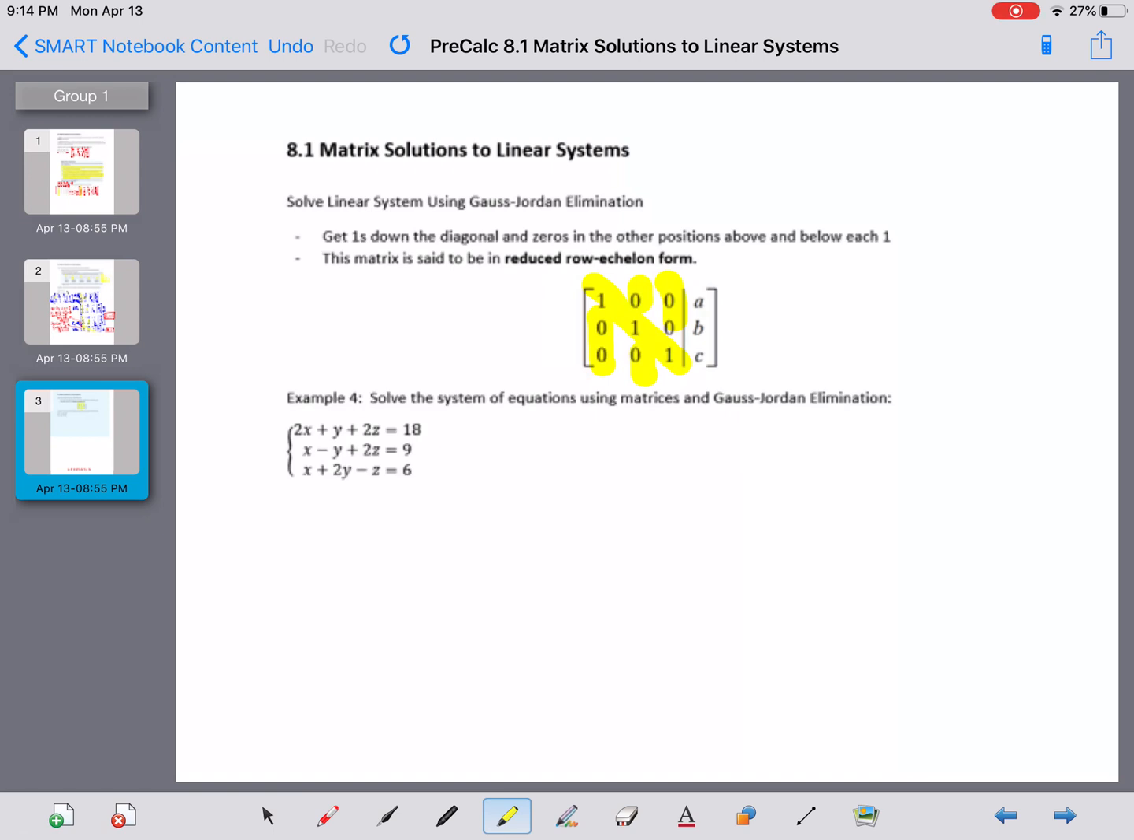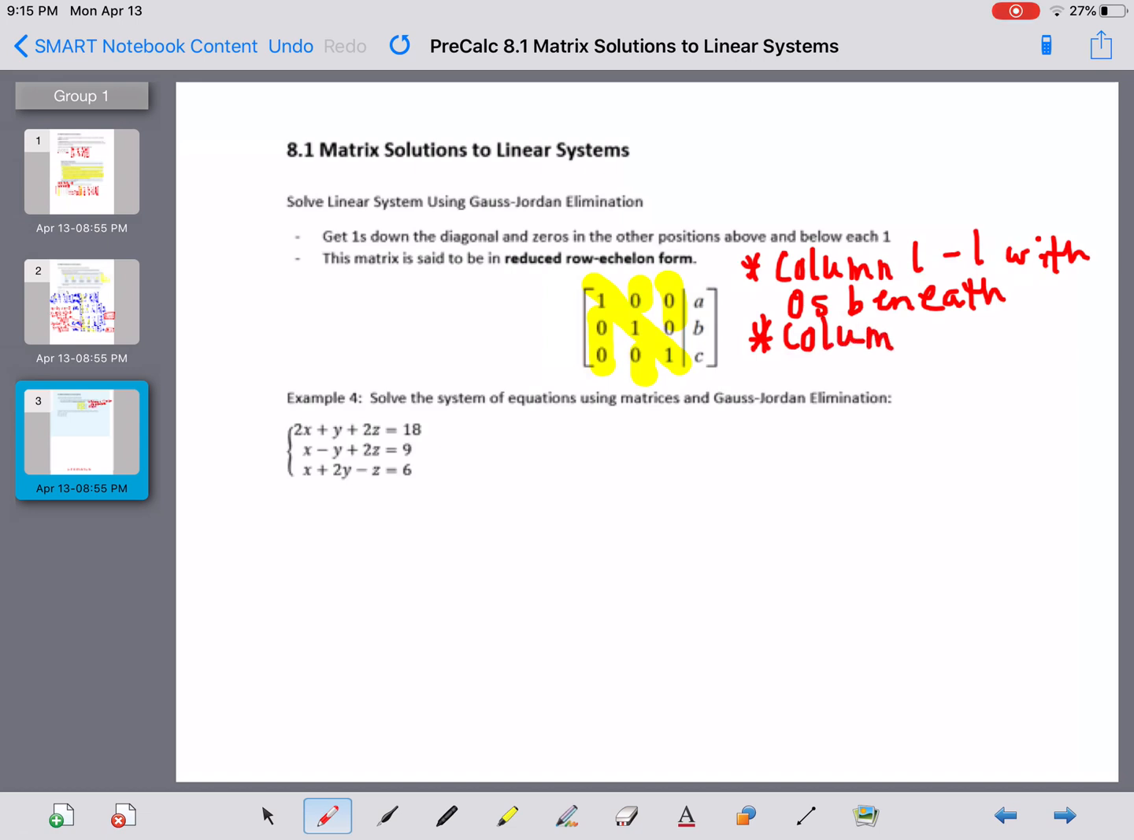See if I can squeeze this note in here. We're going to work column 1 first. So first thing first, we're going to do column 1. And we want a 1 with zeros beneath. Then we're going to do column 2. 1 in the second with 0 beneath.